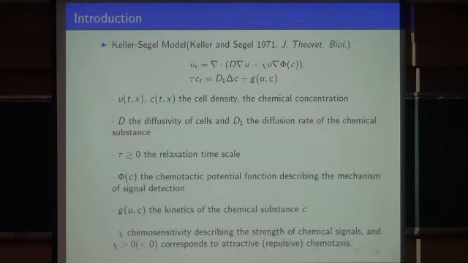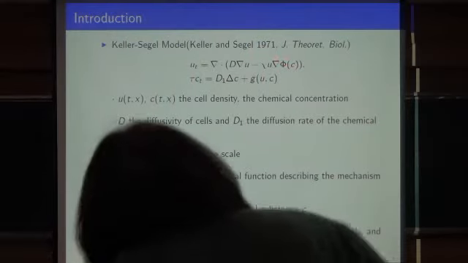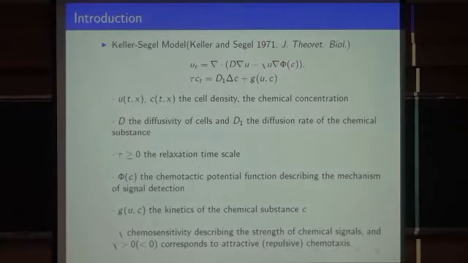In the Tuesday lecture, Professor Miruma described four such functions. I'm studying one of them, the log of c, the log function. And this g is the kinetics. It just describes the interaction between the chemical and the cell. This kappa here is a constant. This kappa can be positive or negative: if kappa is positive, then you have attractive chemotaxis; if it's negative, you have repulsive.